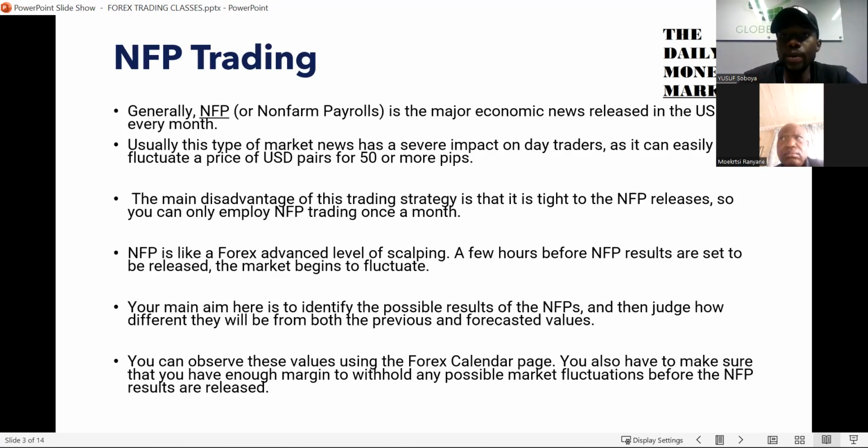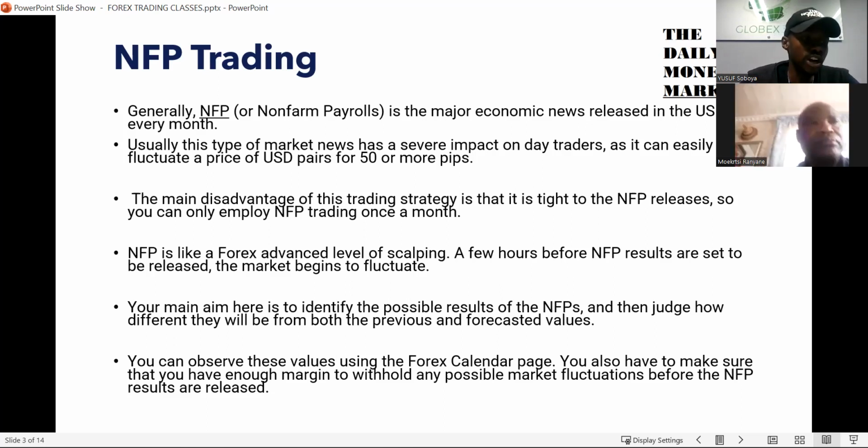It is the major economic news released in the US once every month. Usually, this type of market news has several impacts on day traders, as it can easily fluctuate the price of USD pairs by 50 or more pips. So it can move the price of the United States dollar by over 50 pips, which is amazing. If it moves over 50 pips and you press the trade, that's good profit that you can make out of there. So why not jump in, get into that trade and trade the NFP.